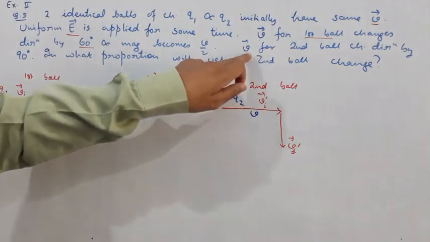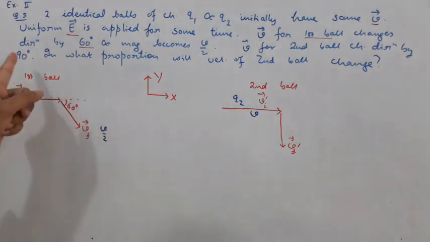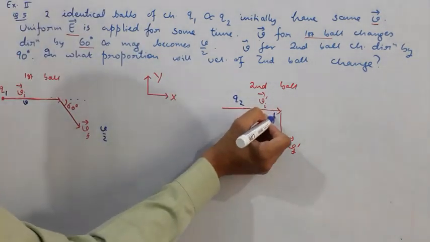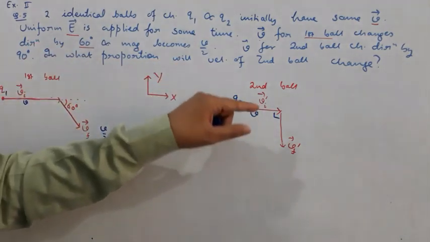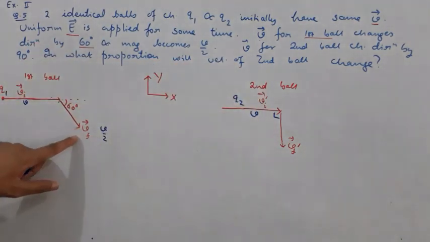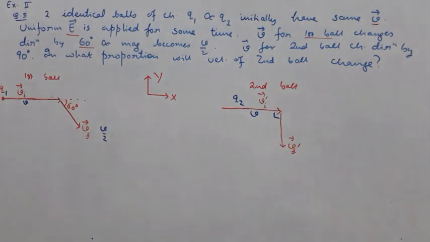For the second ball, the velocity changes direction because of that same electric field by 90 degrees. So this angle is 90 degrees. In what proportion will its velocity change? It has become half of the initial value. By what factor will this change? That is asked in the question.